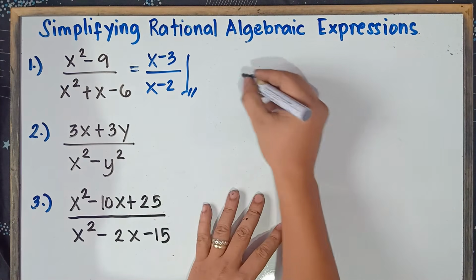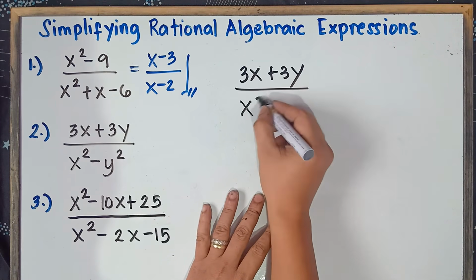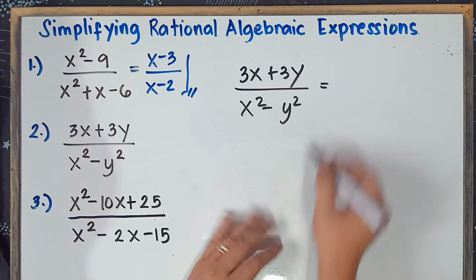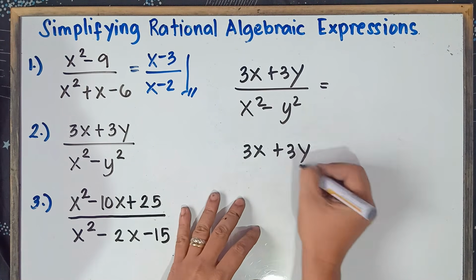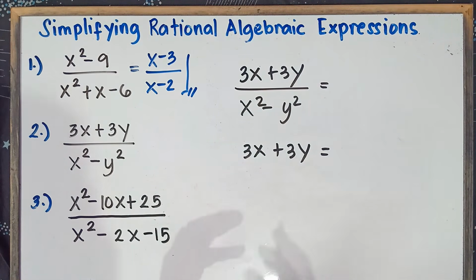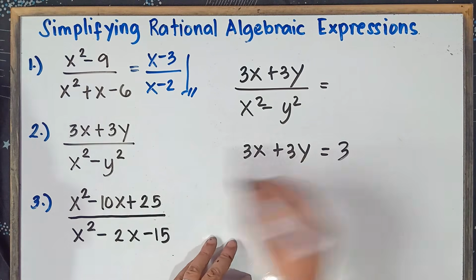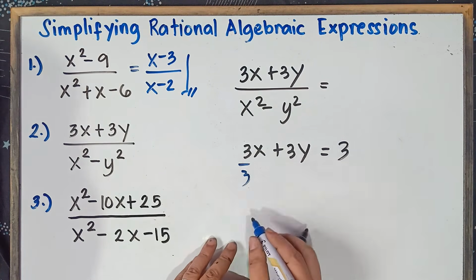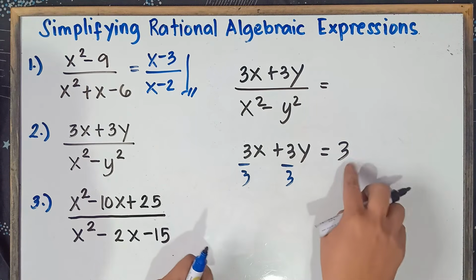Our given is 3x plus 3y over x squared minus y squared. Alright, so factor out the numerator, 3x plus 3y. Let's start with the number. What would be the greatest common factor of 3 and 3? That's correct, that's only 3, right? We can divide 3 by 3, and we can also divide 3 by 3. So the greatest common factor of 3 and 3 is only 3.